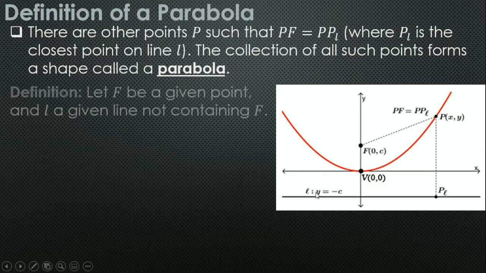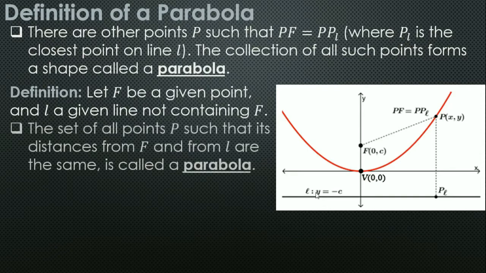Okay? The definition, let F be a given point and L a given line not containing F. The set of all points P such that its distances from F and from L are the same is called a parabola.